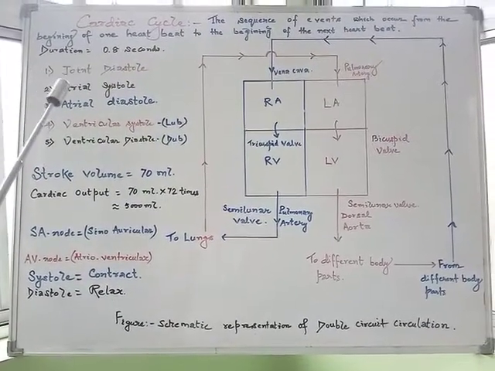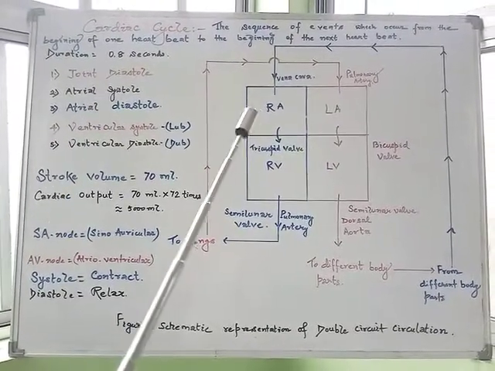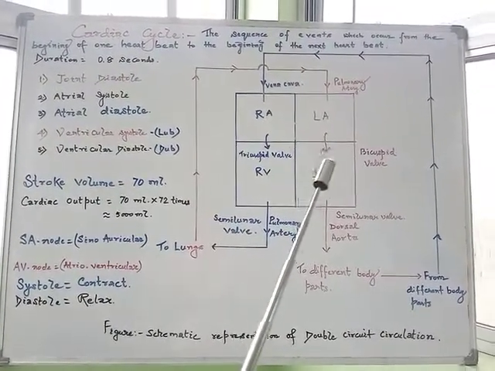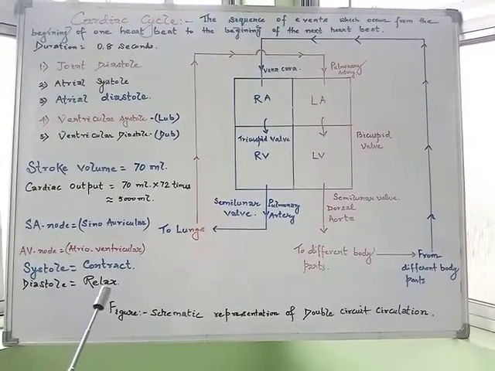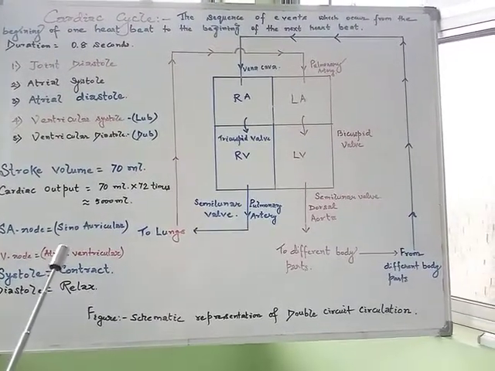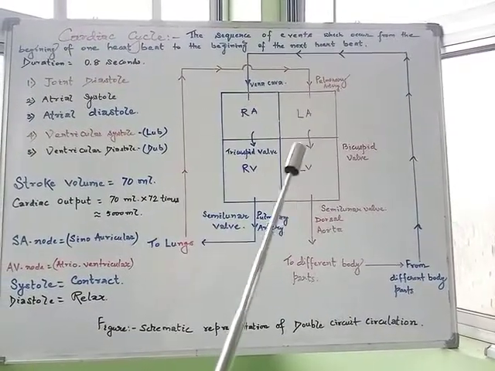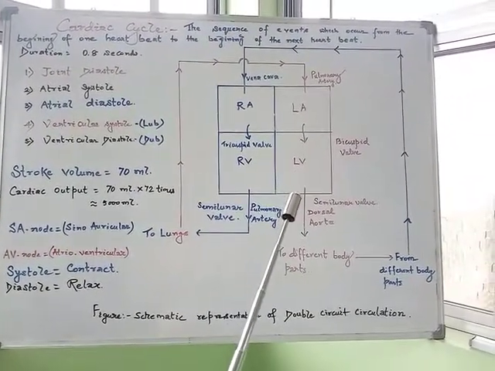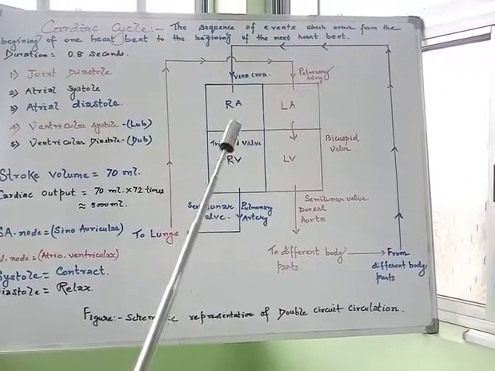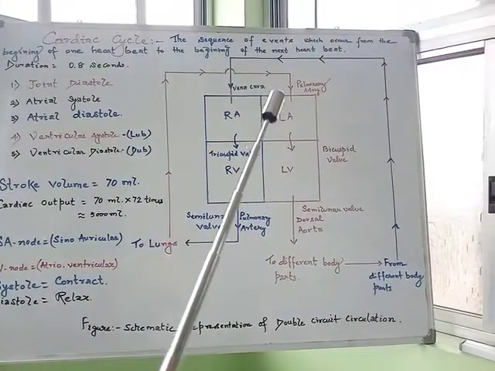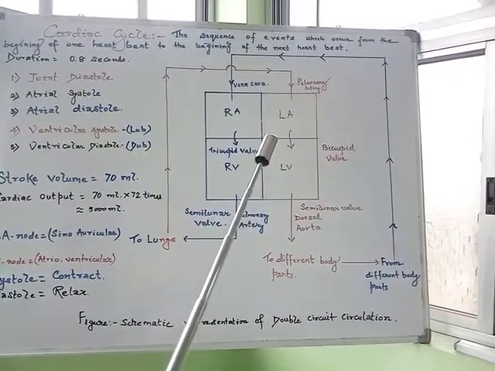First, we'll try to understand what joint diastole is. As the name suggests, joint means all four chambers are in the diastolic phase, meaning the relaxation phase. It is the brief period in the cardiac cycle when both atria and both ventricles are in the relaxed state simultaneously, and during this phase blood continues to flow through the major veins into the atria.